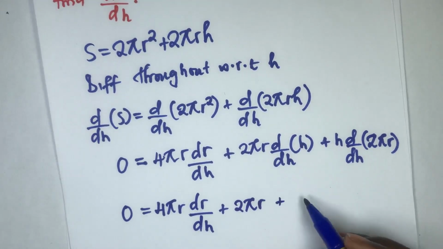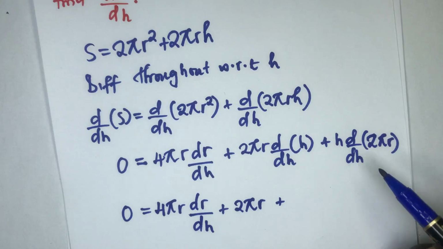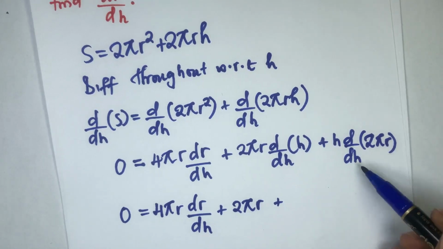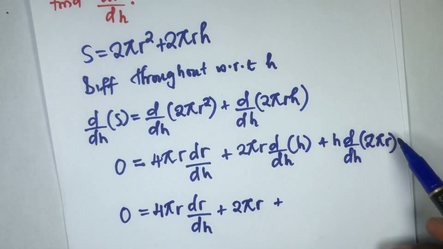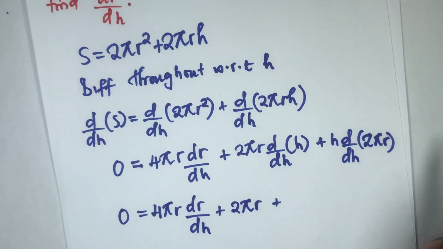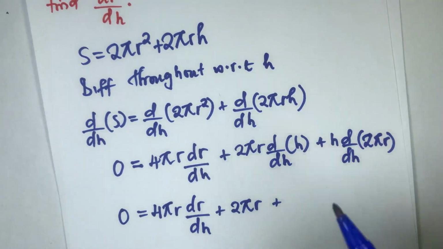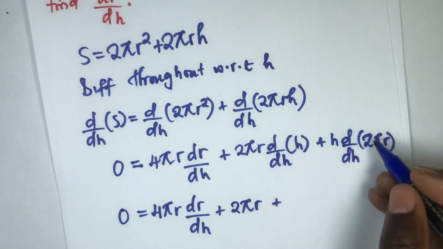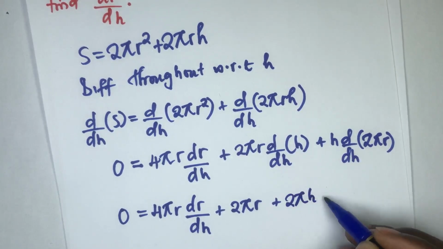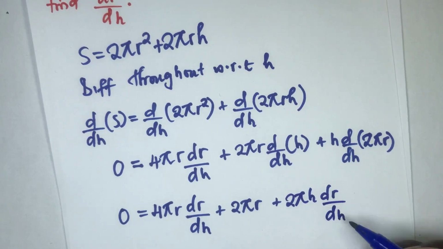So now when you differentiate this function here, we're going to differentiate r with respect to h. So r is a different variable from h there. So we're going to differentiate r the normal way, and we introduce dr dh because we're differentiating with respect to a different variable, which is h. So meaning that here we're going to have 2 pi h dr dh like this.